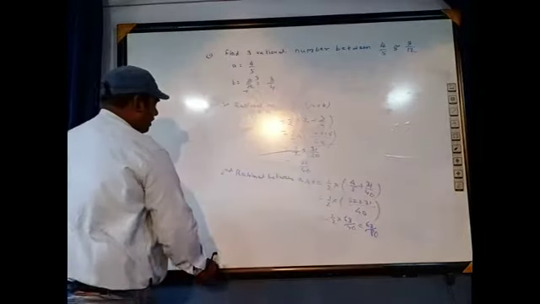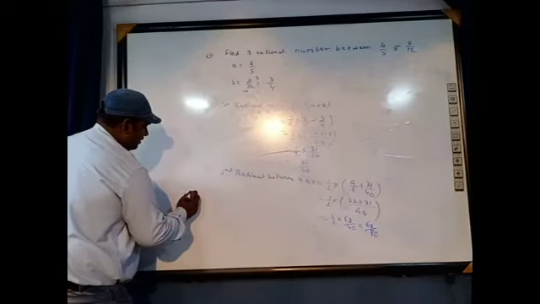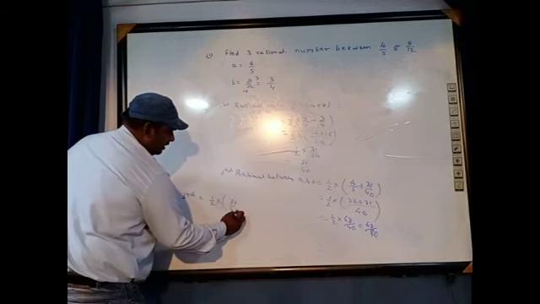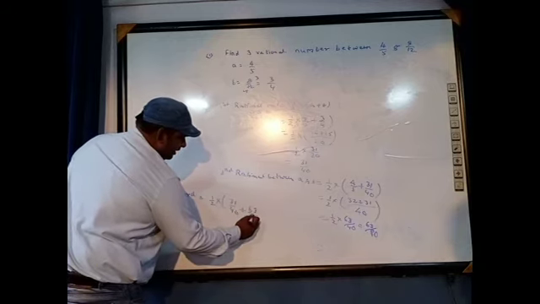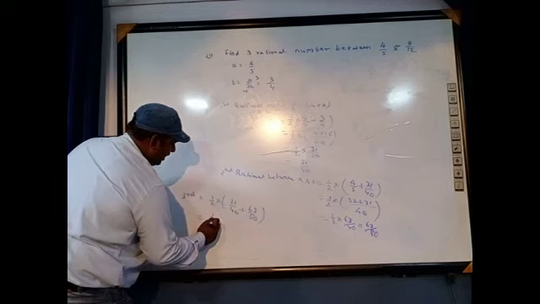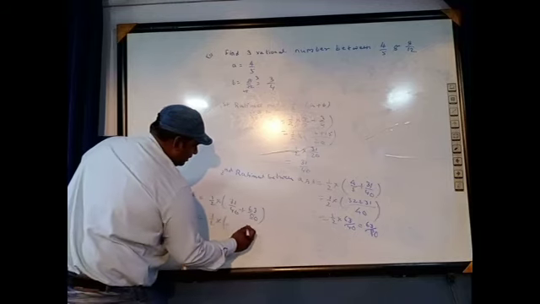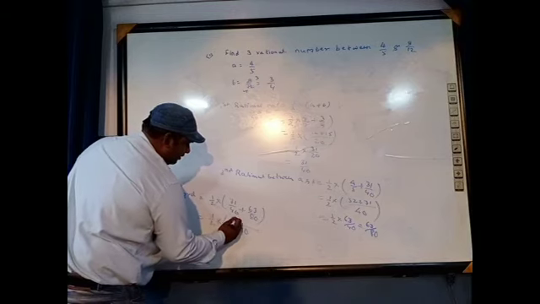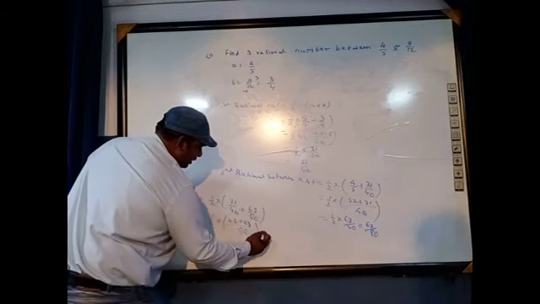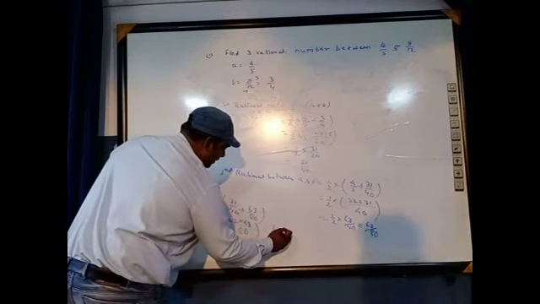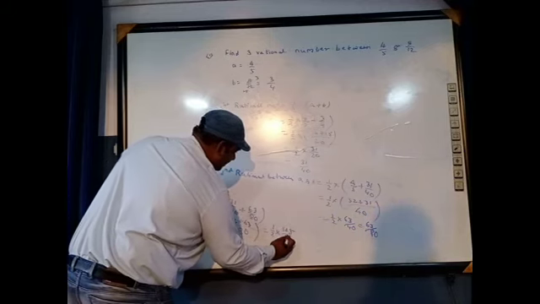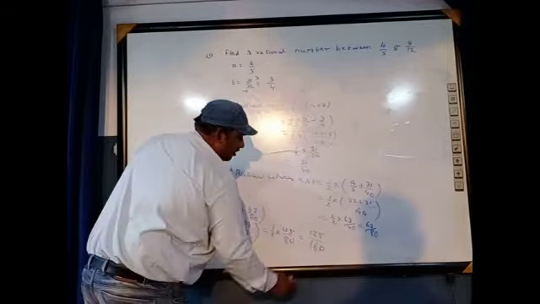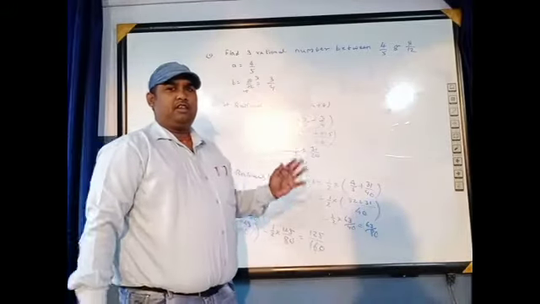Now, for the third rational number, you will take any of the two. We have taken 31 by 40 and 63 by 80. Half into, LCM 80, 31 into 2 is 62 plus 63. You will get half into 125 by 80. That is 125 by 160. Okay student, try this type of question at your home.